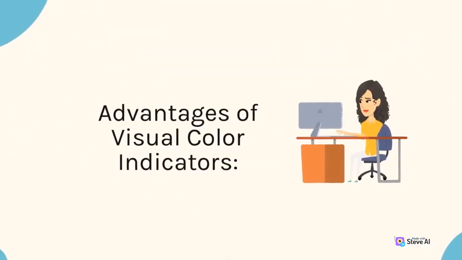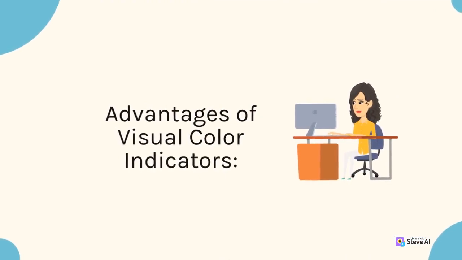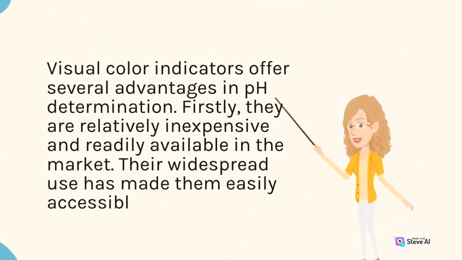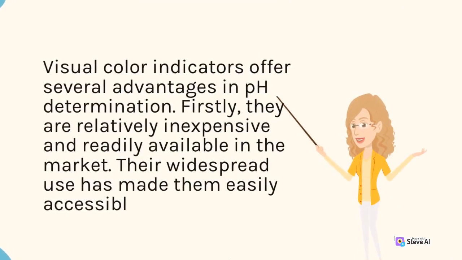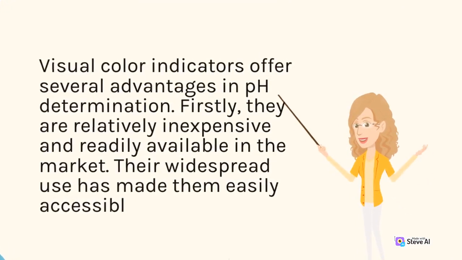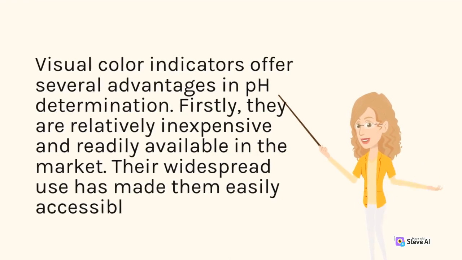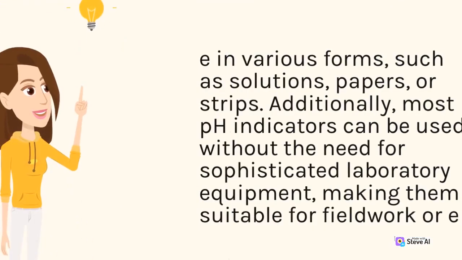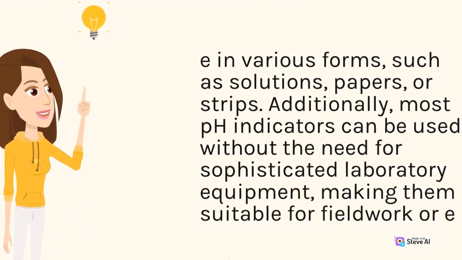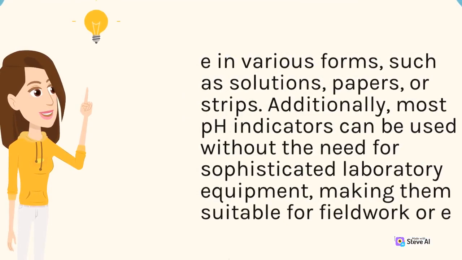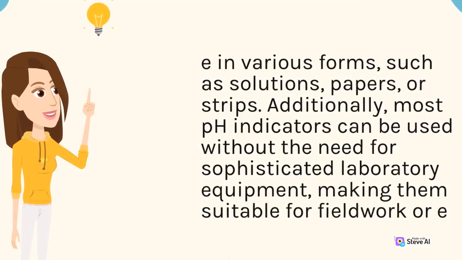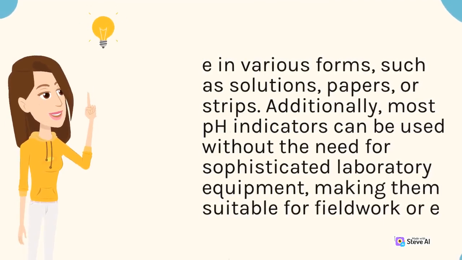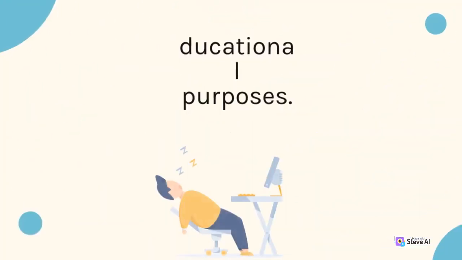Advantages of visual color indicators. Visual color indicators offer several advantages in pH determination. Firstly, they are relatively inexpensive and readily available in the market. Their widespread use has made them easily accessible in various forms, such as solutions, papers, or strips. Additionally, most pH indicators can be used without the need for sophisticated laboratory equipment, making them suitable for fieldwork or educational purposes.